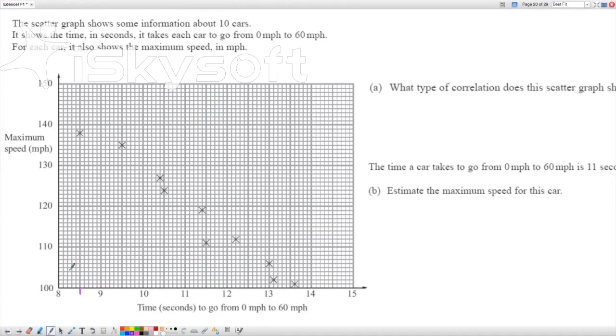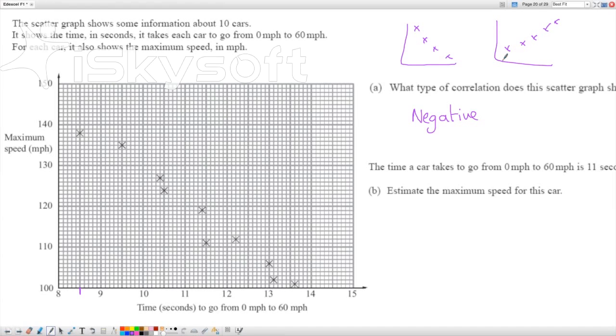We're first asked to write down the type of correlation. So here we can put positive, negative, or 0. Here we can see the points are going down. So as the speed decreases, the number of seconds is increasing here. So here we have a negative correlation. If our scatter graph points are going downhill, it's negative. In the opposite direction, we have positive correlation.